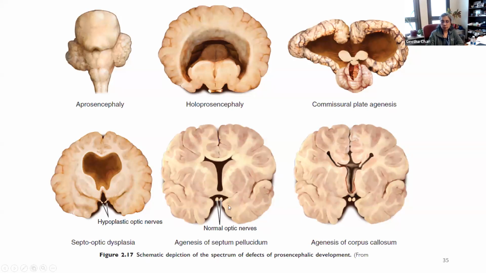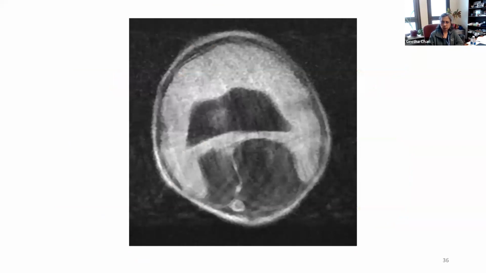Here you have the optic nerves which are formed well, but there is no septum pellucidum, so it's only agenesis of the septum pellucidum. And then finally, the corpus callosum does not form at all, and that's why the agenesis of the corpus callosum. So let me show you some examples of these here. This was a baby who was born here in Downstate and antenatally diagnosed, but due to religious reasons, they could not terminate the pregnancy. So you can see that this is a single cerebral hemisphere, single ventricle, and then you have a dorsal cyst.